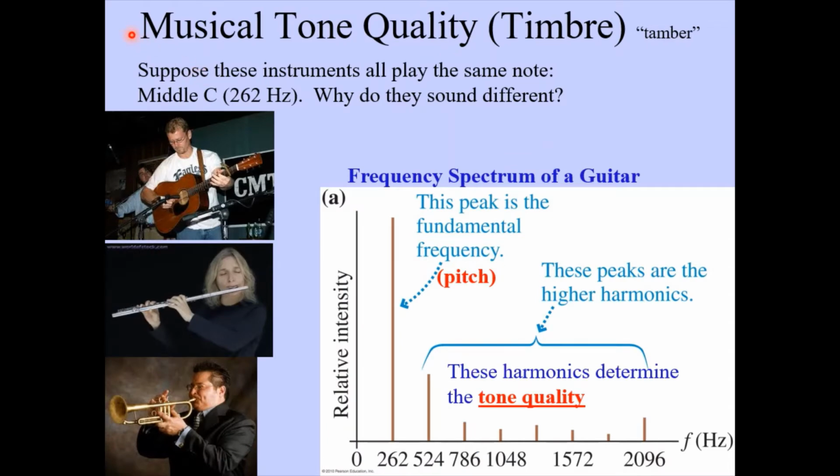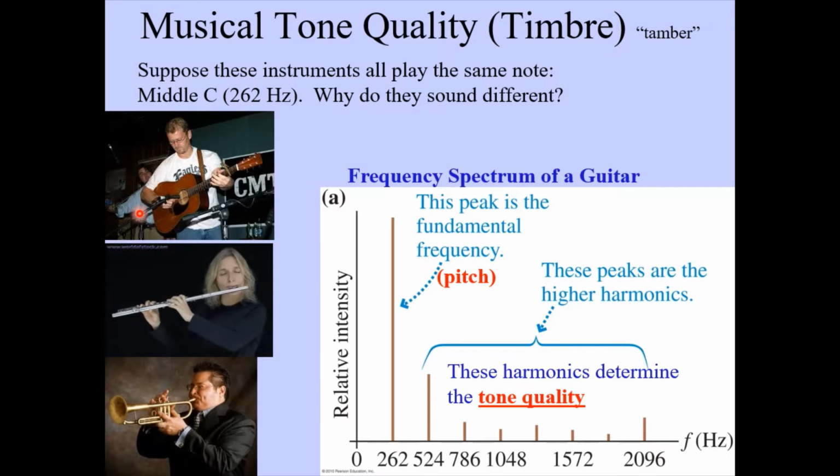So one thing that's important about all these different harmonics and overtones is that they determine what is called the musical tone quality, or the timbre of the music. To see what this means, suppose this guy plays a middle C, which is 262 hertz, on his acoustic guitar, and the flautist also plays a middle C, and the trumpet player plays the same note, middle C. Well, they're all playing the same note on the musical scale, but obviously they all sound very different.